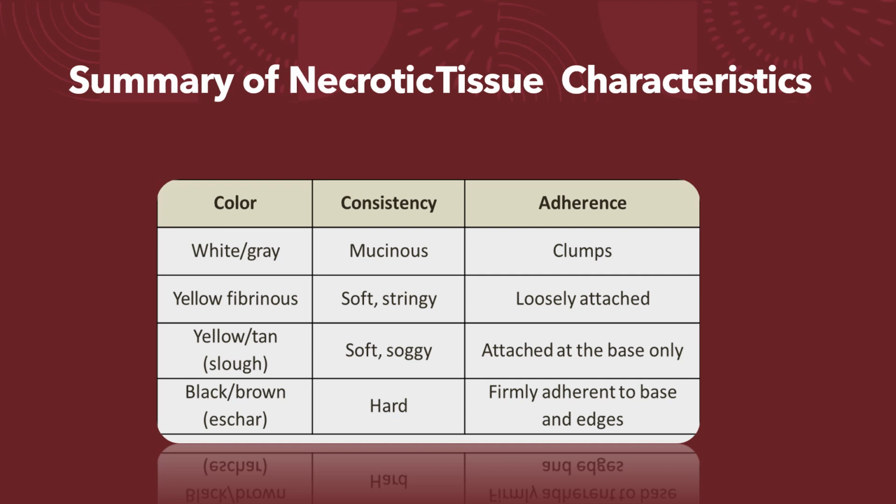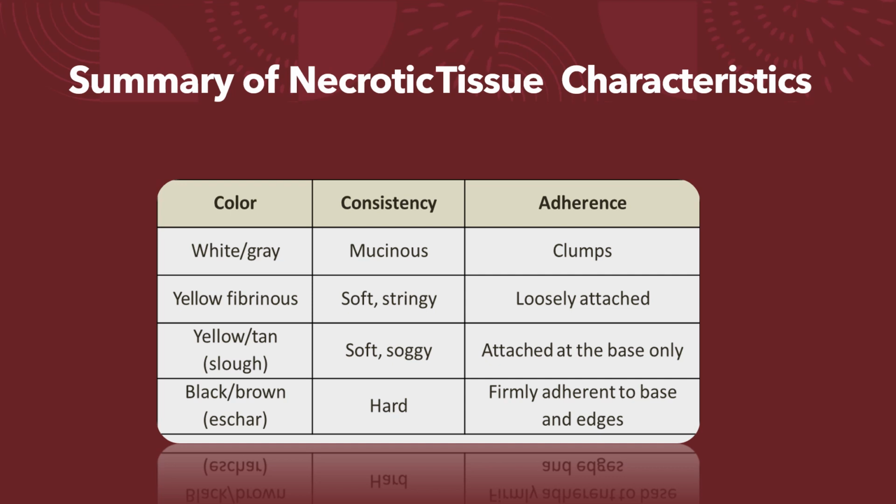So the characteristics of necrotic tissue are, in color: white, gray, yellow fibrinous, yellow tan slough, and black eschars. In consistency: mucinous, soft stringy, soft soggy, and hard. In adherence: clumps, loosely attached to the base only, and firmly attached to the base and the edges.